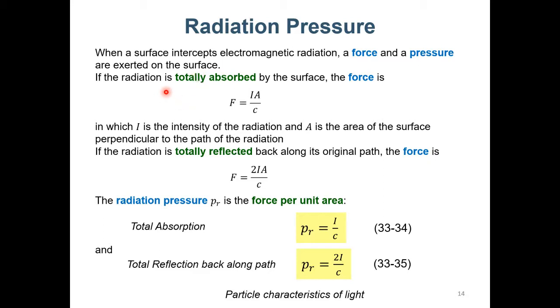And if the radiation is totally absorbed by the surface, the force is something like this. And if the radiation is totally reflected, the force is double, which means that originally it has some radiation pressure.